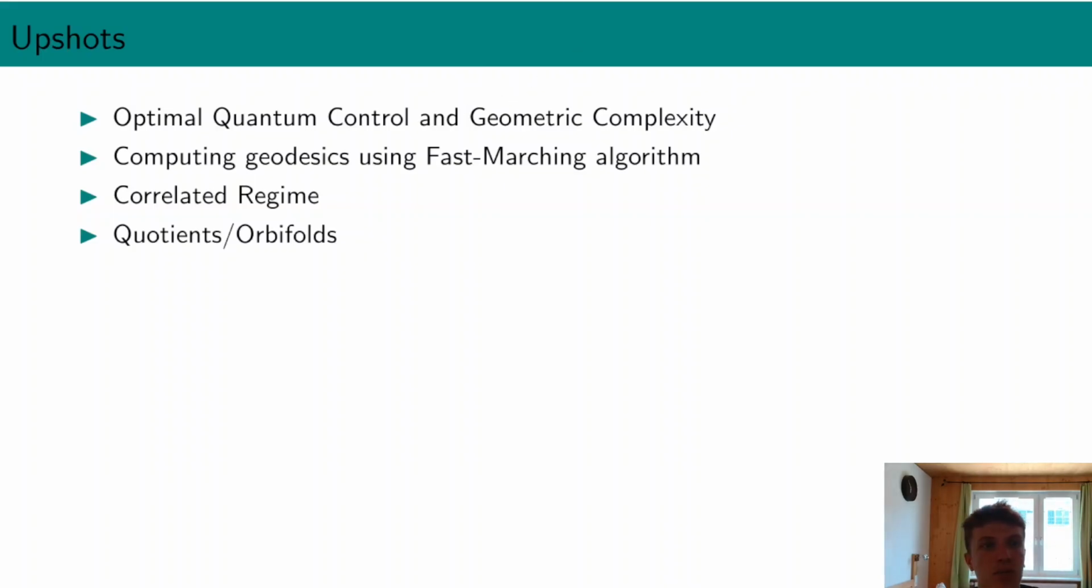But also there we have this notion of sub-Riemannian geometry, or also Riemannian geometry with a penalty metric, trying out this fast marching algorithm, which is a class of algorithms to compute geodesics, not only for the SU2 case, but for SU4, SU8, and so on. Then what Arnab and I want to do is go to the correlated regime and see if we can find a similar estimate.